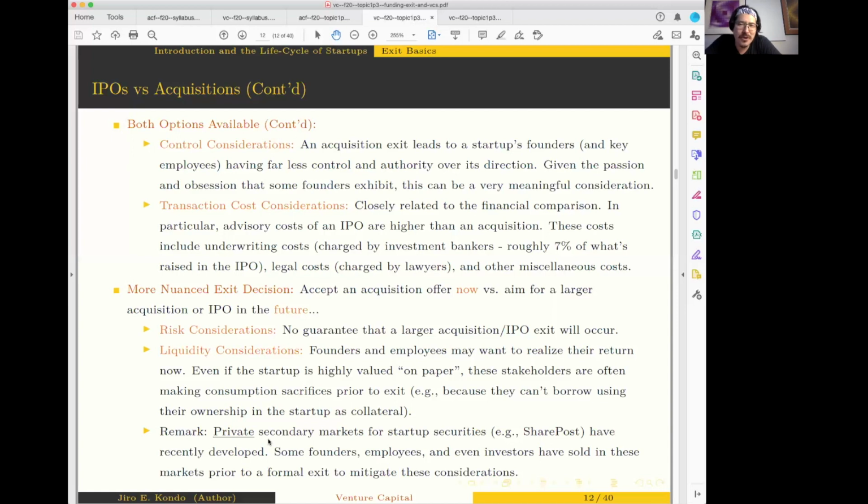Obviously, risk plays a role here because it's no guarantee that you're going to achieve that positive latter outcome, right? And so keep that in mind. Risk aversion plays a role. Risk aversion is not the only thing that plays a role here, right?